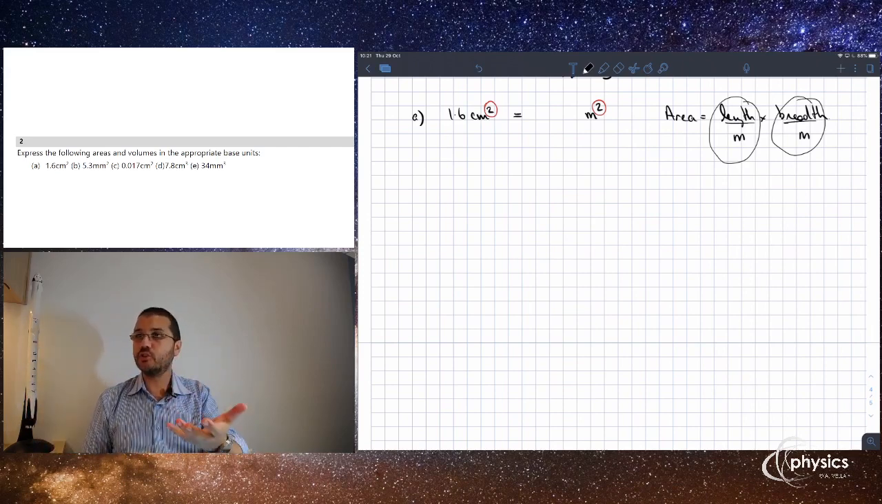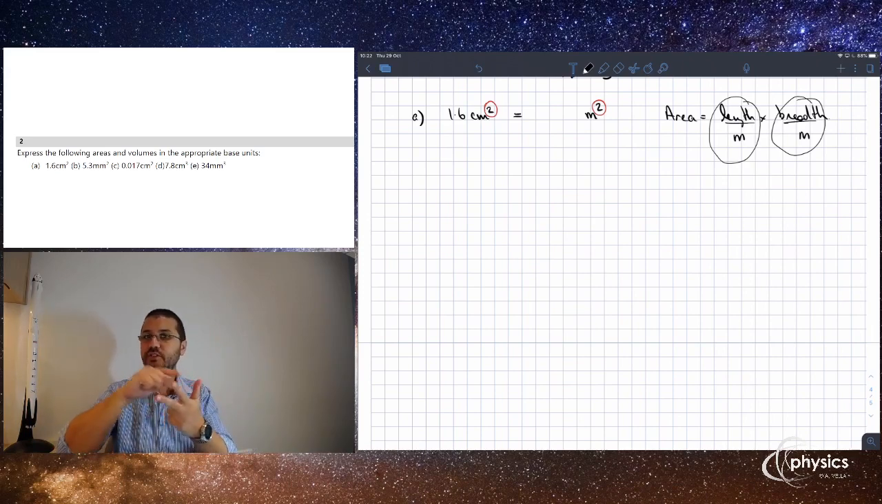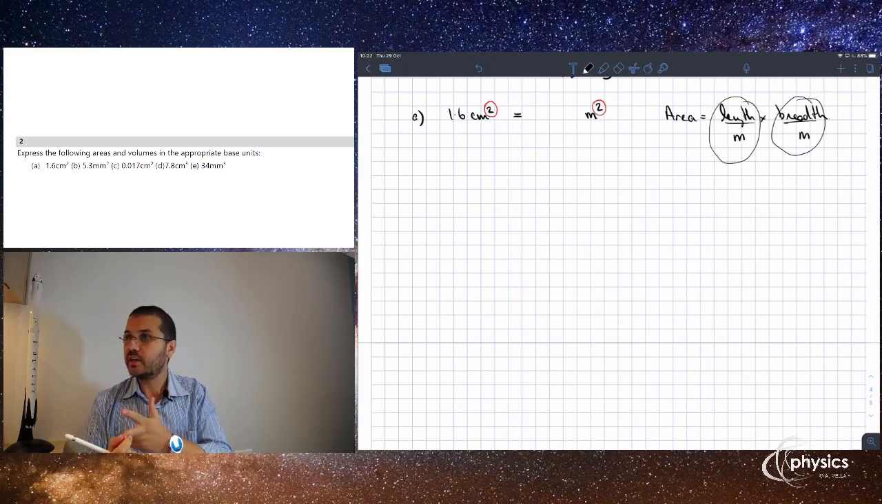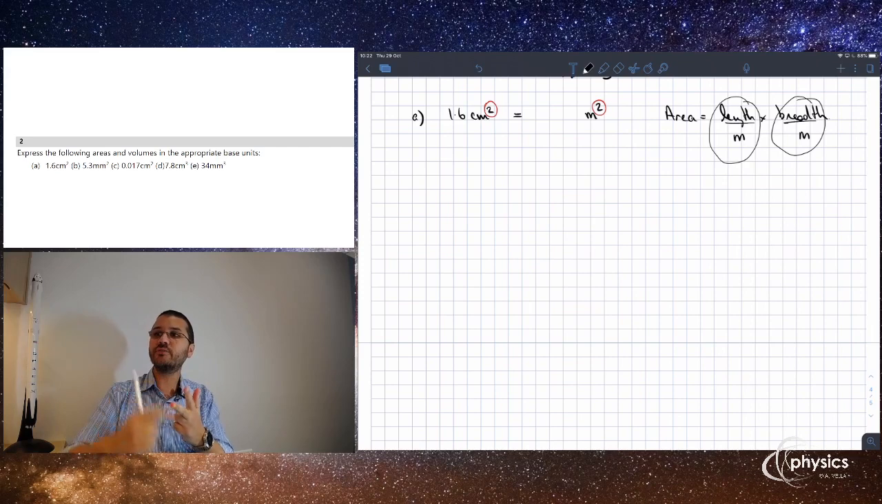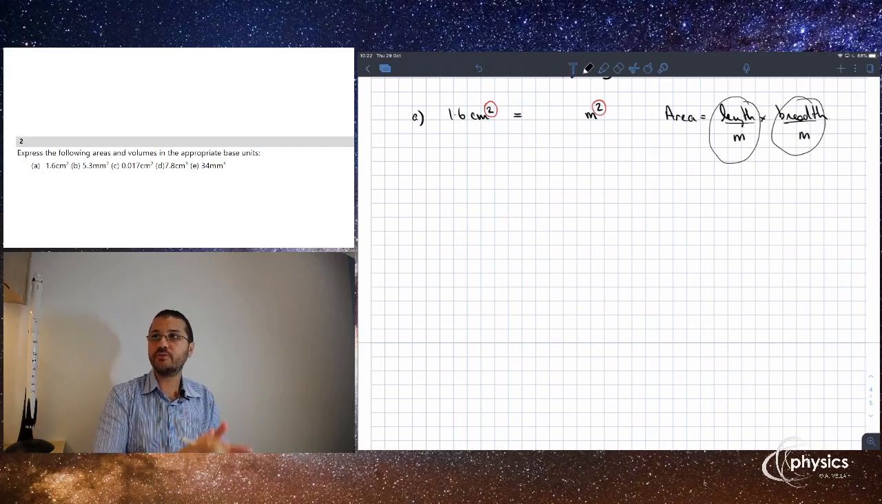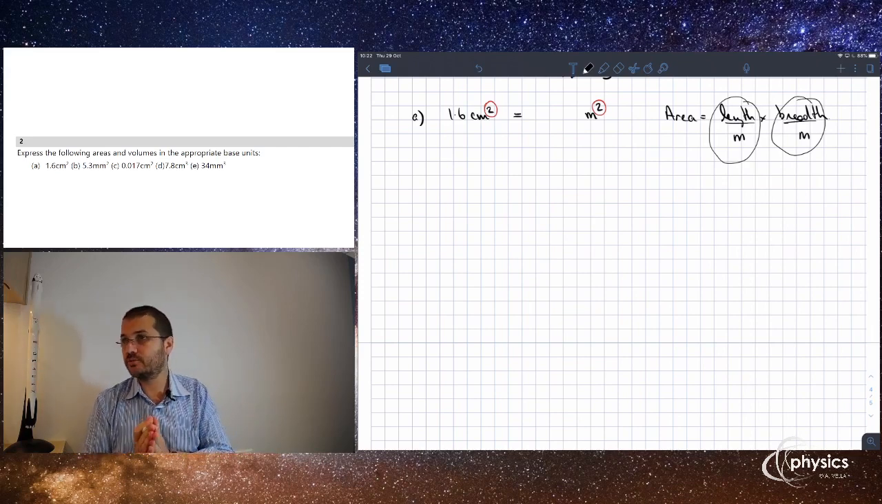If we have volume, which is meters cubed, we have to convert the 3 sides, so the length, the breadth, and the width, and the height. Alright? Therefore, we have to repeat the conversion 3 times. So it's very simple. If it is squared, you have to repeat the conversion twice. If it is cubed, you have to repeat the conversion 3 times.